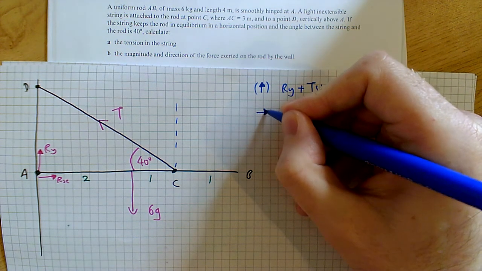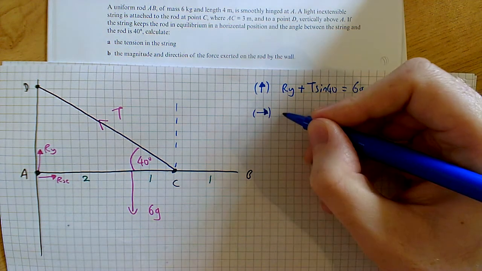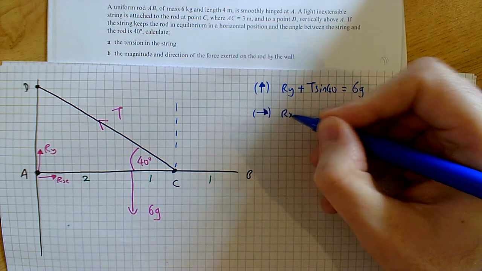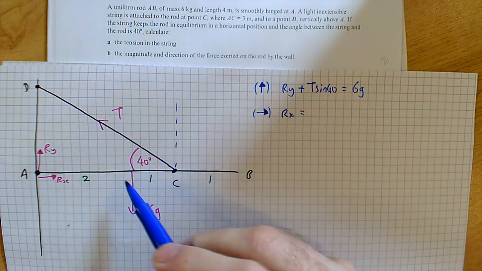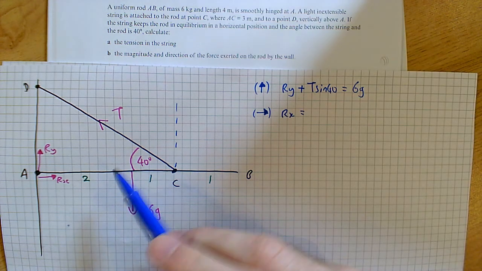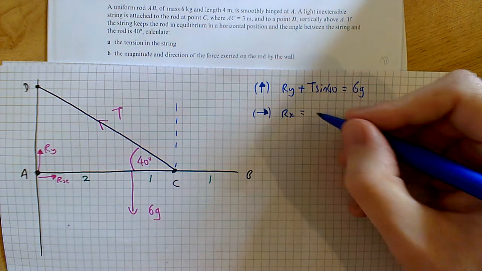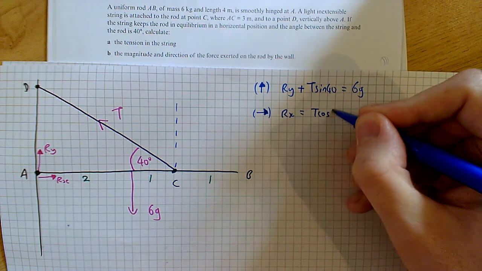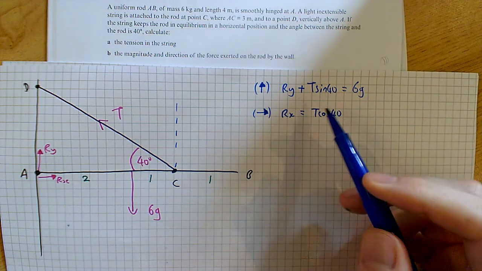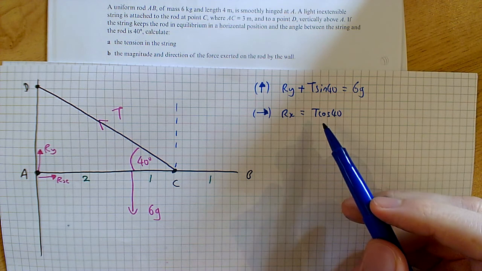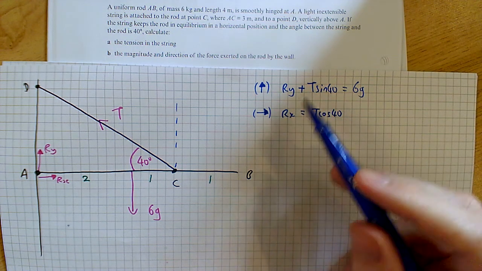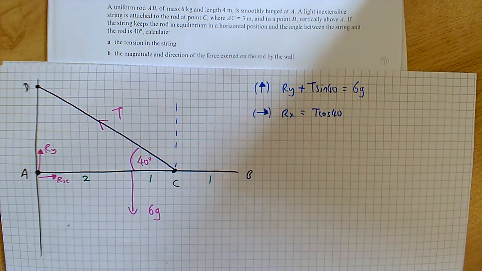If we do it horizontally, we've got the Rx pulling it to the right, and then the T pulling it left, and they're the only 2 forces, but this time it's T cos 40. And again, 2 unknowns, T and Rx. And they're different unknowns, so I can't solve them simultaneously. So what we must do to proceed is to take moments.